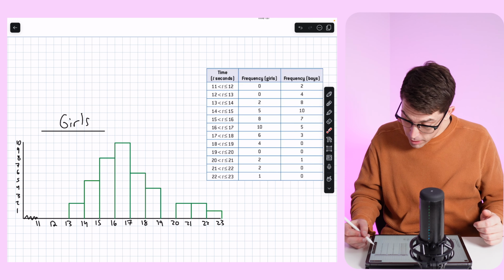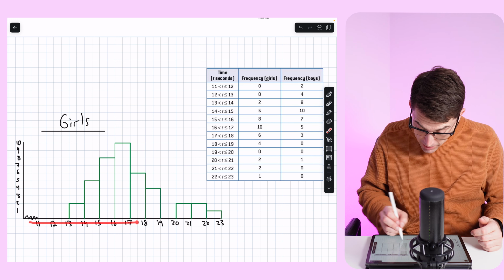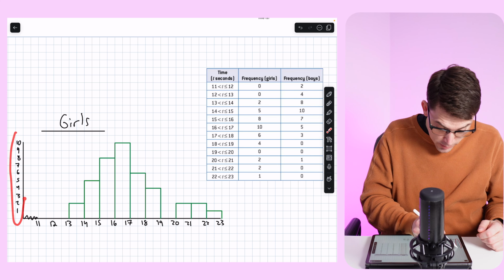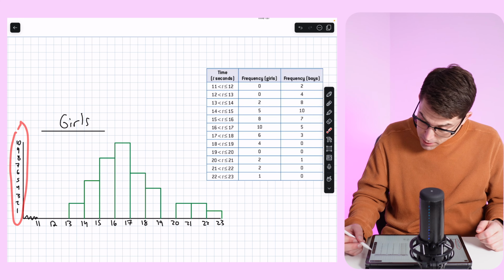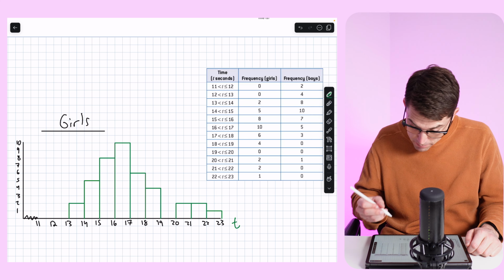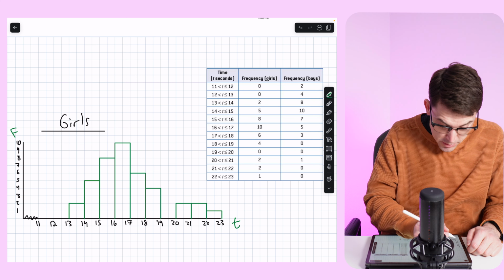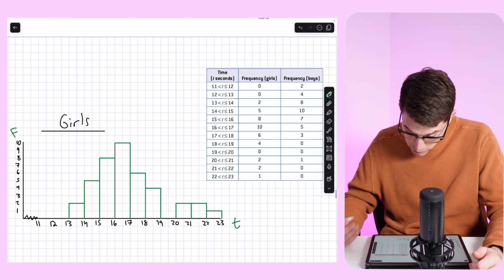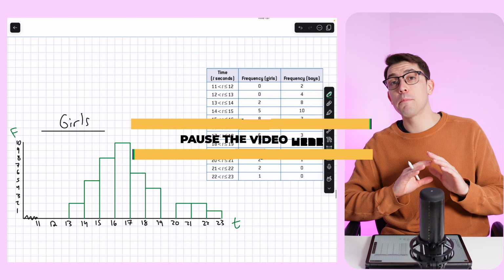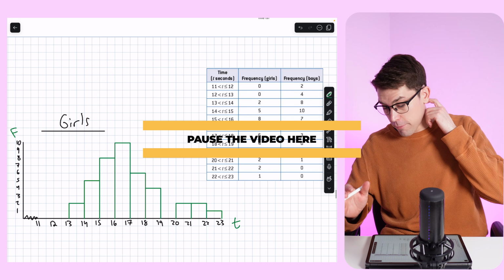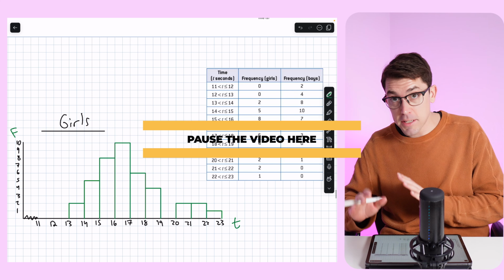Again, all I did was draw and create axes with the appropriate steps and values, as well as the appropriate scale and values on my y-axis. I also want to make sure that I'm labeling. Here I would have my T for time, and here I would have my frequency or number of girls, whatever you want to call it. And then here is my bar chart that represents that. So go ahead and try the frequency bar chart for the boys and see what you get.